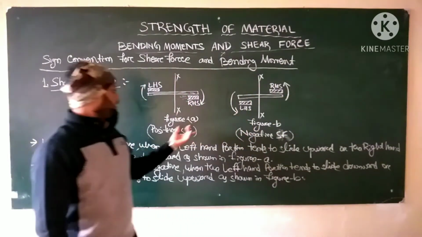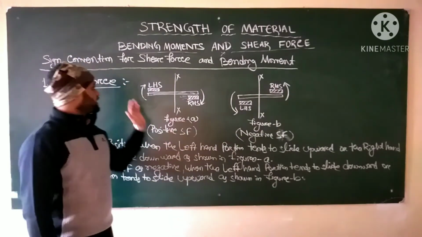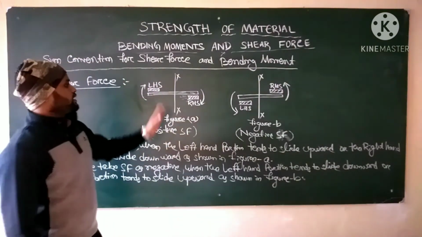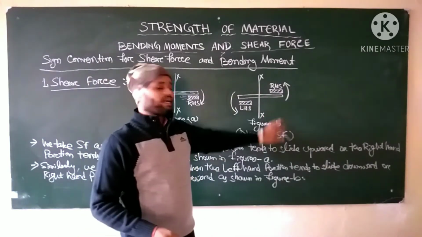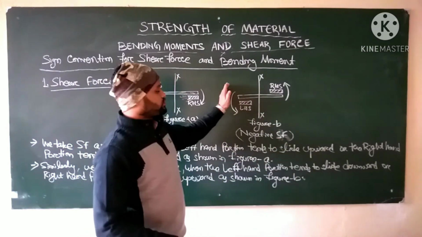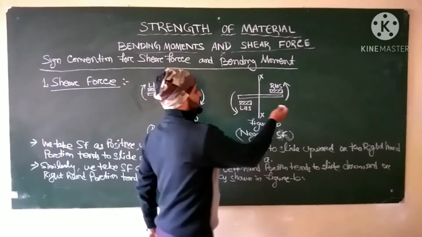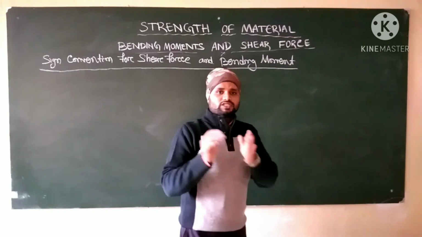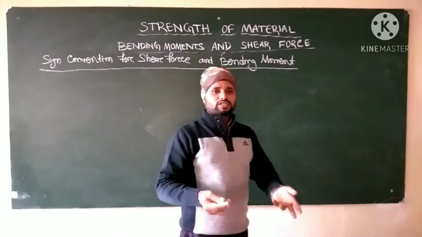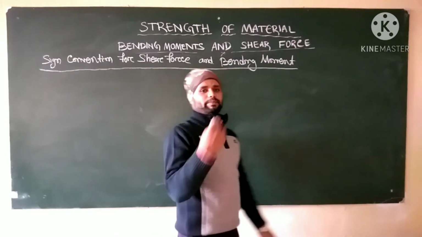So in figure A, we have seen positive shear force when the left hand portion tends to slide upward, right hand portion tends to slide downward. In figure B, we have seen negative shear force when the left hand portion tends to slide downward and the right hand portion tends to slide upward. Previously we saw positive shear force, negative shear force. Now we will see positive bending moment, negative bending moment.